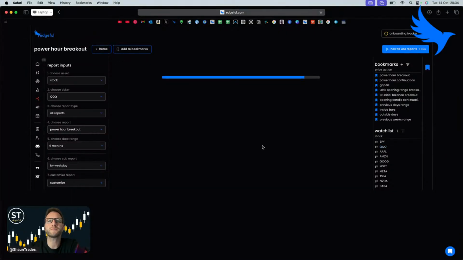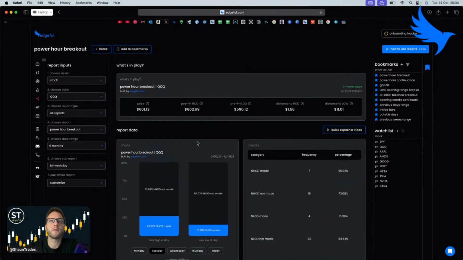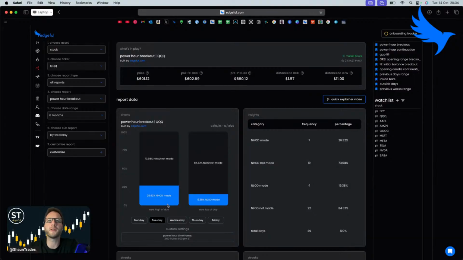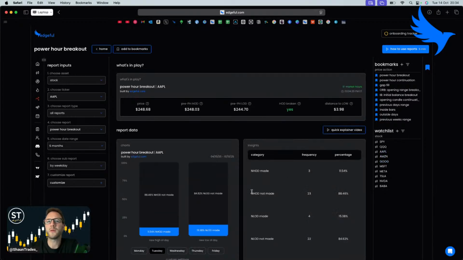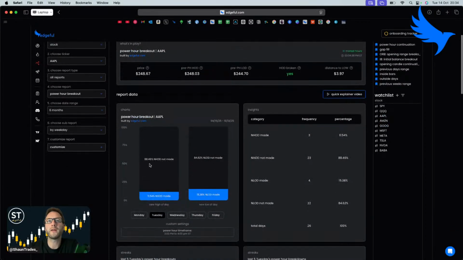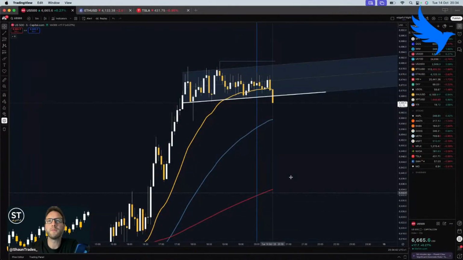So QQQ. The likelihood of a new high of day is, excuse me, 73%. Oh, well, non-high of day, should I say. And then once we get into the actual stocks, it gets a little bit lower. So a new high of day not made is 88% for Apple. So what you can do is you transfer that into the charts here.